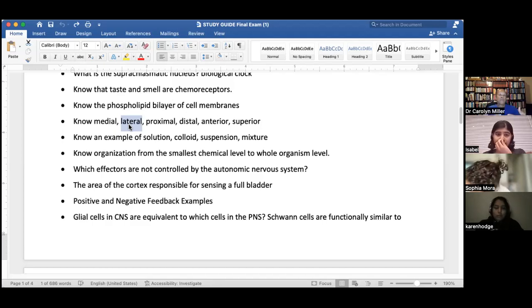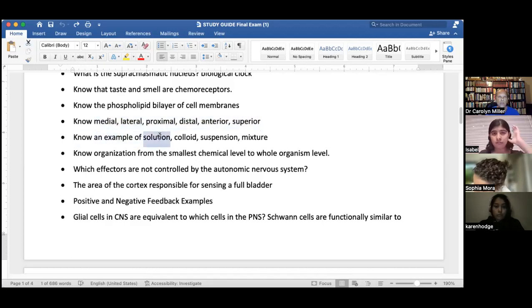Anterior, in front. Posterior, at the back. Superior, on top. Inferior, below. Lungs are superior to the diaphragm. The heart is anterior to the vertebrae. So be able to use those terms, and that was on the exam, on the first lab and lecture exam.